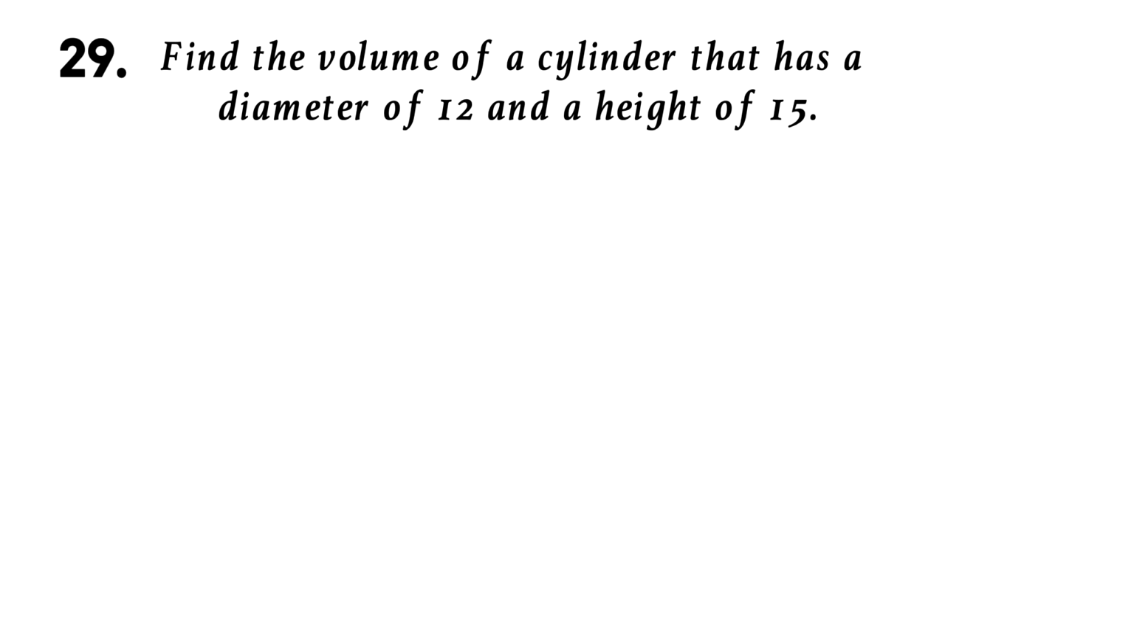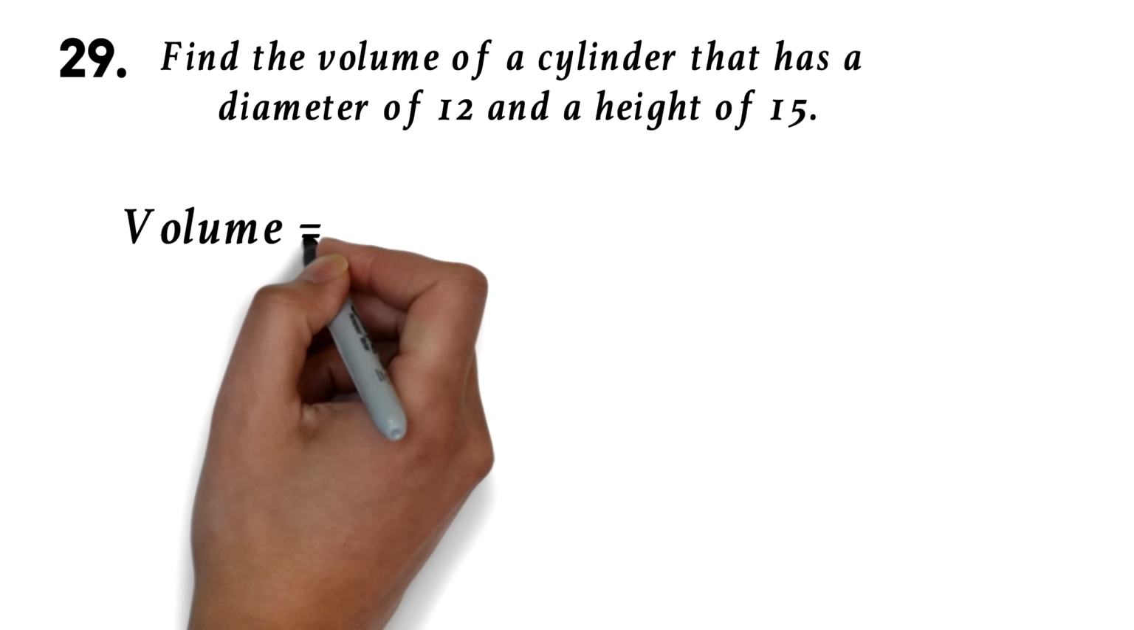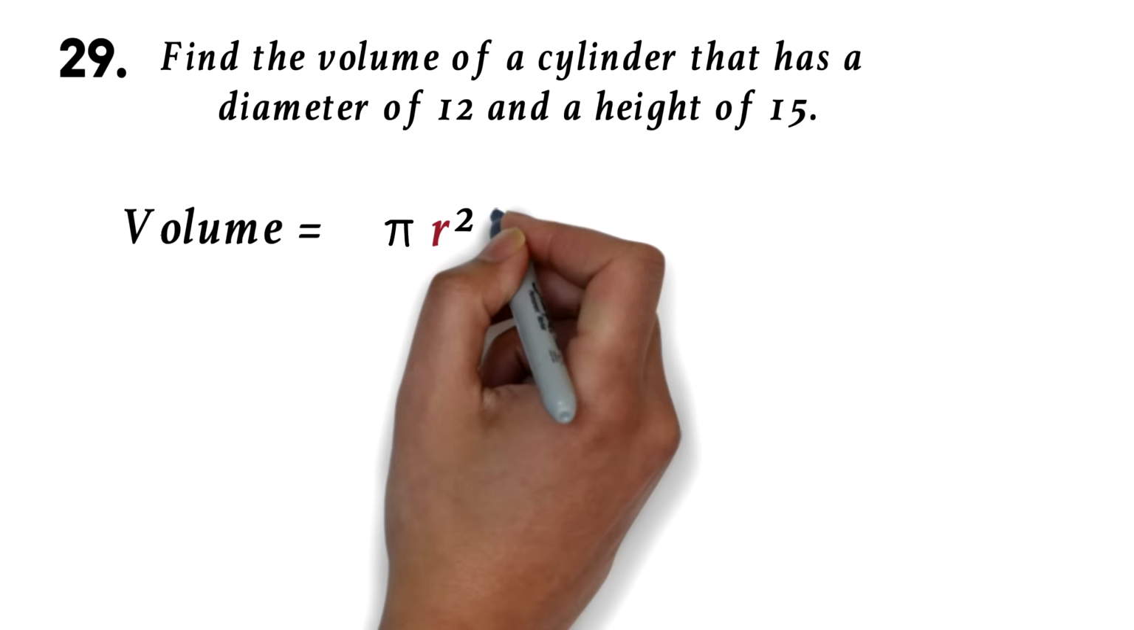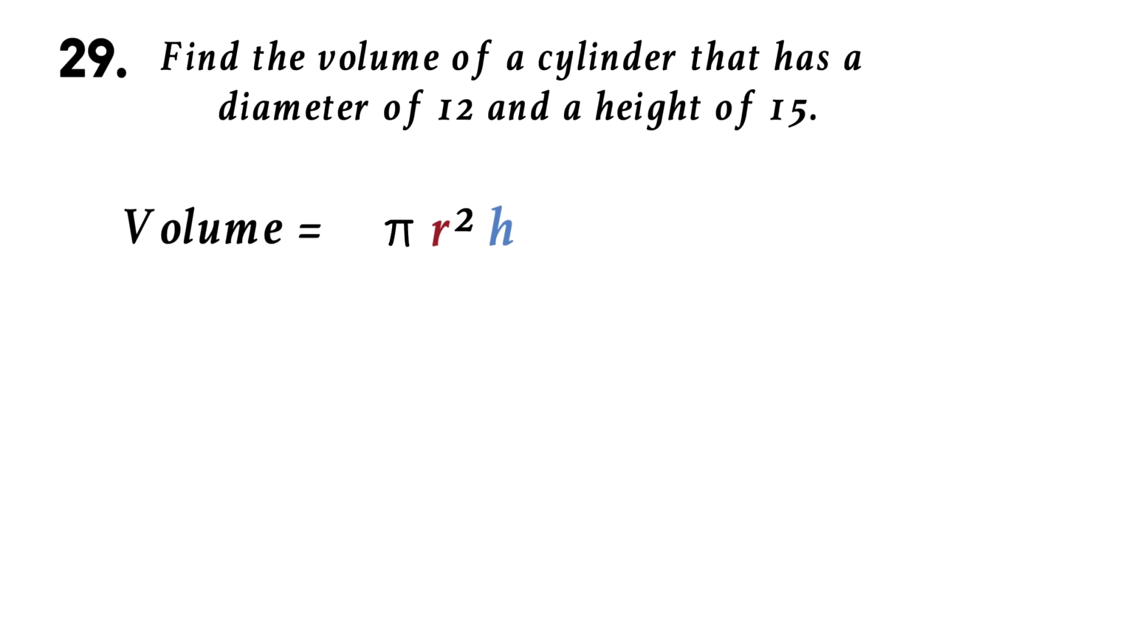Find the volume of a cylinder that has a diameter of 12 and a height of 15. The formula for finding the volume of a cylinder is pi r squared h, where r is the radius and h is the height.